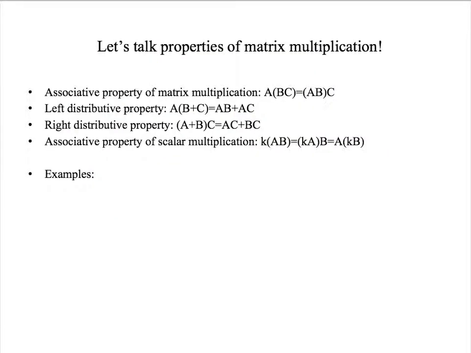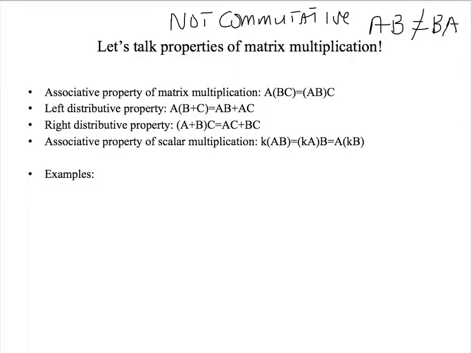Alright, so some properties of matrix multiplication. We know that matrix multiplication is not commutative, because A times B is not the same as B times A. So we don't have to worry about the commutative property.